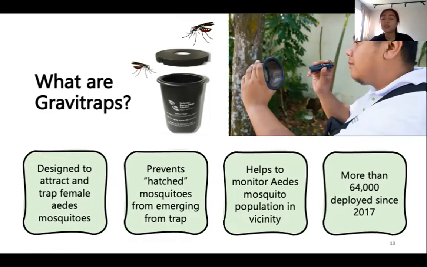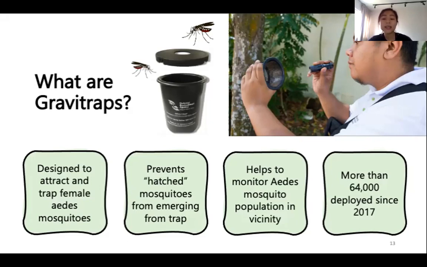Every 2 weeks, the NEA officers will come and inspect and maintain these Gravitraps. Then they will collect the mosquitoes trapped in the trap, and take them back to the lab to identify them. So with this information, it helps to monitor the mosquito population in the vicinity.